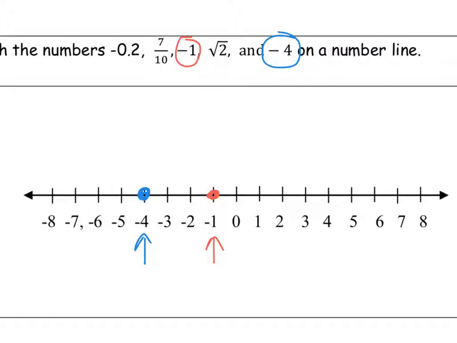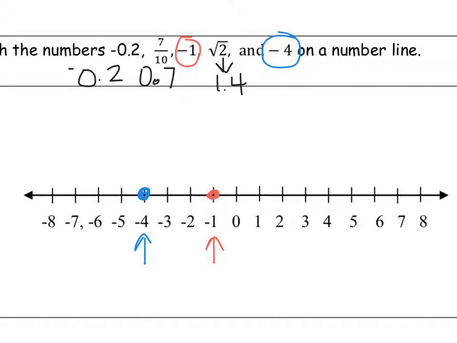So negative 0.2 is already in decimal form, so we're going to leave that one alone. I'm just going to rewrite it. 7/10 can be written as 0.7. And the square root of 2 we did at the beginning of the notes, and that was about 1.4.